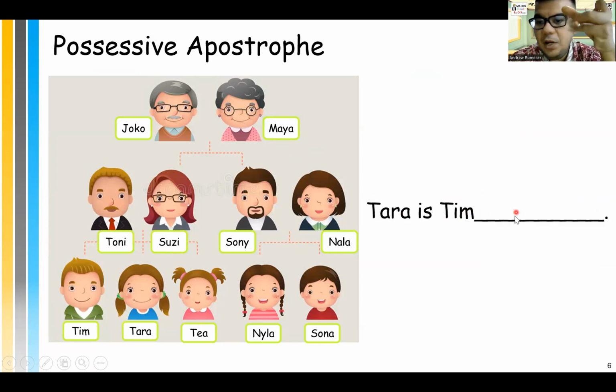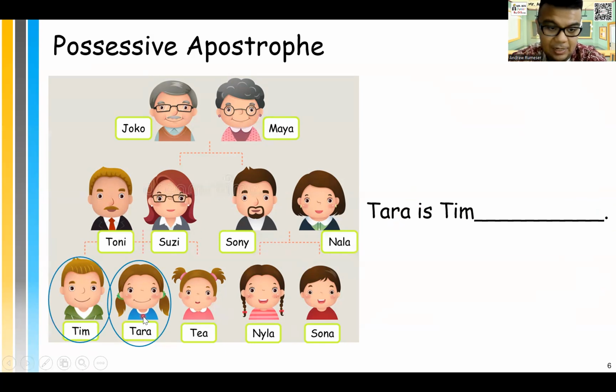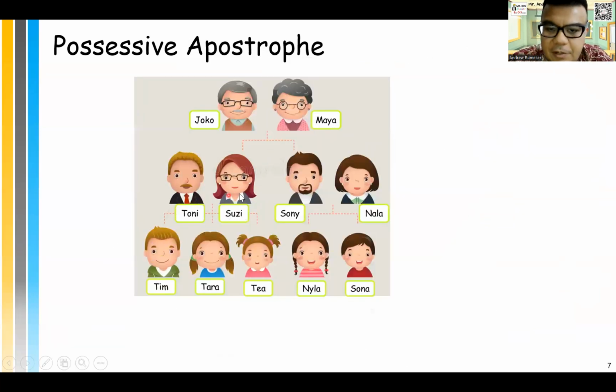Tara is Tim's what? First, step one. What do we need to do? Step one, we need to find Tara. And then, step two, we need to find Tim. Okay, so here we can see in the family tree, Tara is Tim's what? Tim's sister. Tara is Tim's sister, right? Okay, now you do it. Pause the video if you need more time.